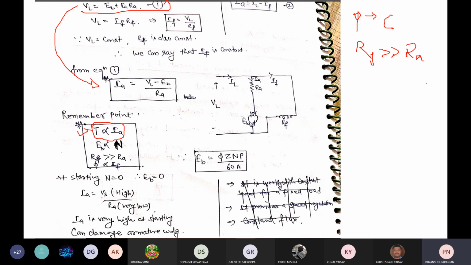Torque is proportional to armature current. I'm covering speed control of DC motor, actually this part is used in the speed control of DC shunt motor. I have just told that torque is proportional to armature current, EB is proportional to N, RF is much greater than RA, and phi is proportional to IF. This is the part of the DC shunt motor.